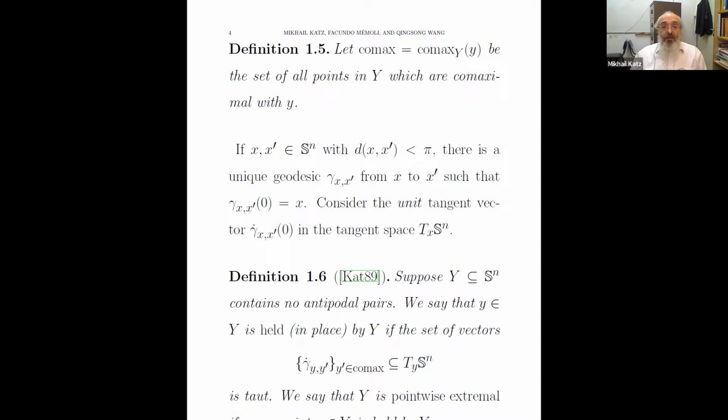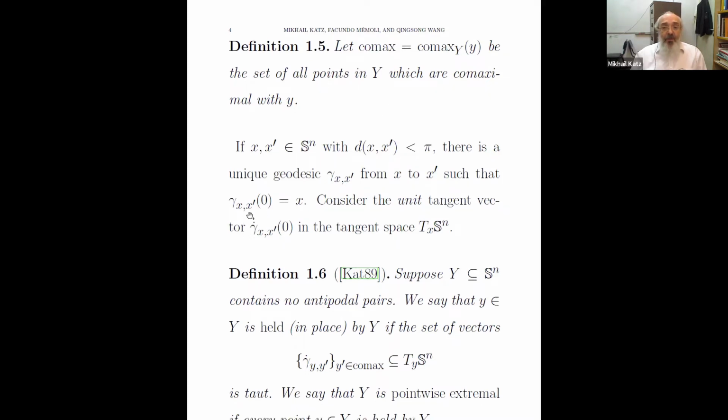So let's introduce another piece of useful notation, this gamma dot. If we have two points on the sphere with distance less than pi, then there's a unique geodesic between them. And so we can consider the unit tangent vector to the geodesic at the point x. Maybe I should have included a picture here. In any case, we're going to get to some interesting pictures.